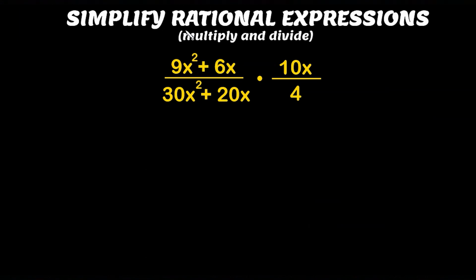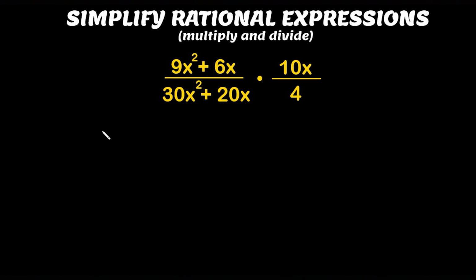Okay, so in this example, we're going to be talking about simplifying rational expressions, and in particular, when we multiply and divide. Now, luckily, when you're simplifying rational expressions and you're dealing with multiplication and division, it's much easier than addition and subtraction, because with addition and subtraction, you have to get a common denominator, and it can be a bit tricky sometimes. But these problems are definitely a lot more straightforward.